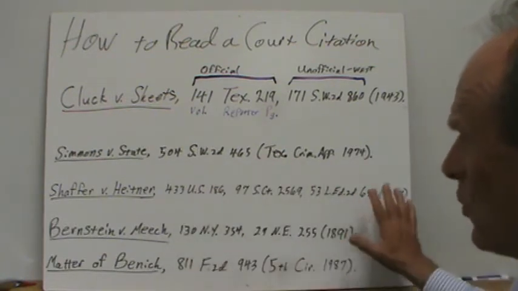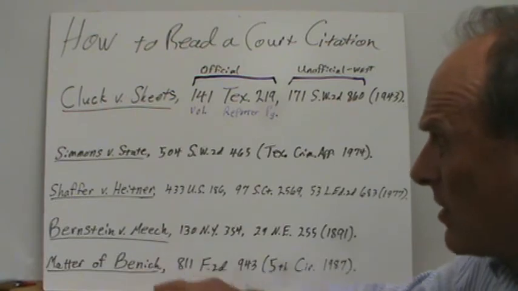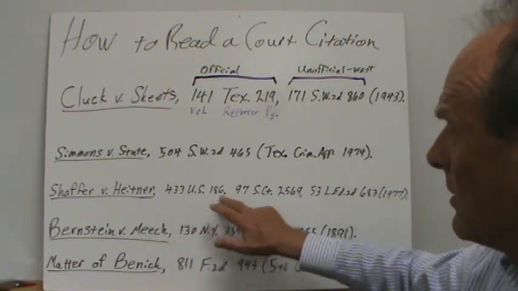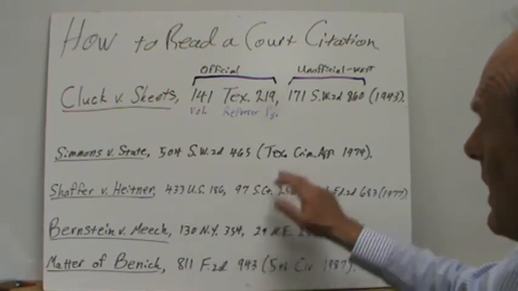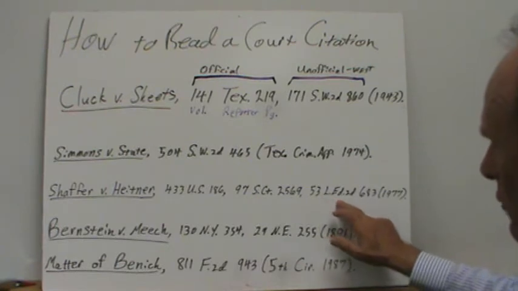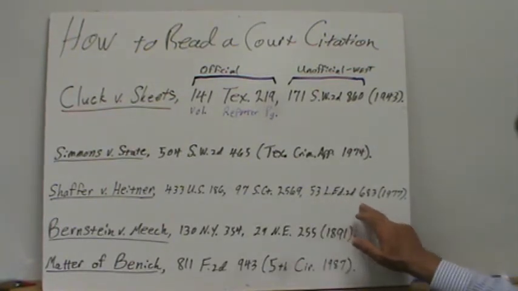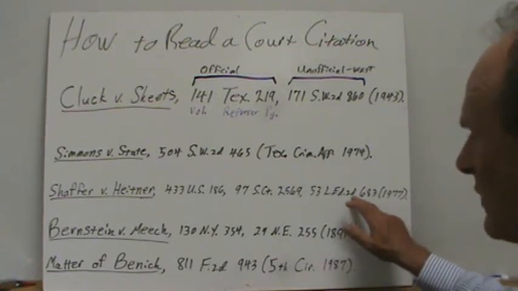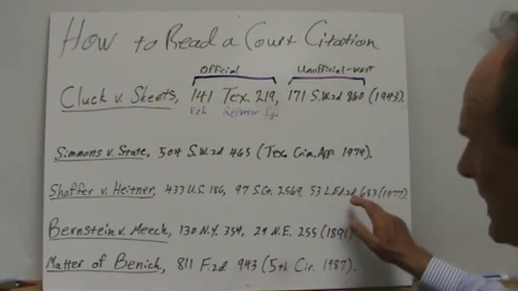So hopefully this will help. Let's see, on the Schaefer versus Heitner, that's on your worksheet, you'll have the official, you have the non-West, and then you actually do have a third reporter here, and that's why I put this one up here. This is called the Lawyer's Edition, published by yet even another publishing company.